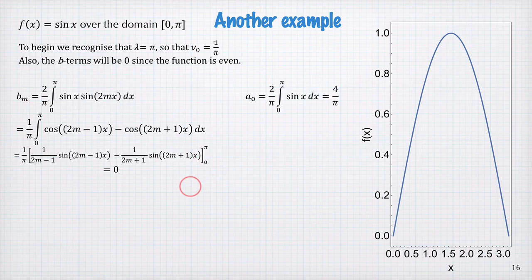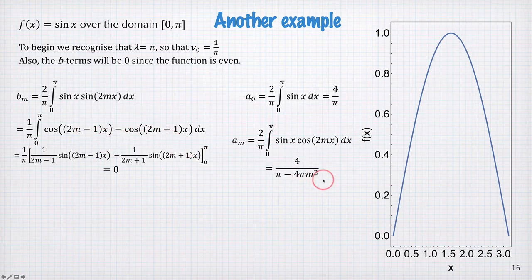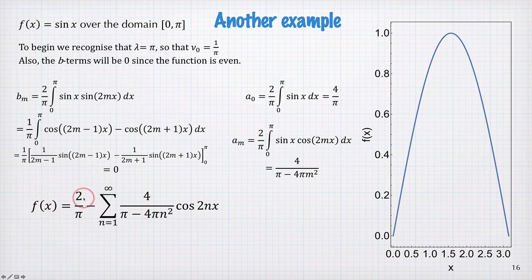What about the interesting a terms? Well, as I foreshadowed, there will be an offset. We find that a0 is 4 divided by pi, and am is given by this integral here, and we can compute that, again expanding a product of harmonics into a difference or sum of harmonics. I won't go through the details of that, but you get am is equal to this quotient here. Which leads us to our Fourier series, which is 2 divided by pi minus this sum here.